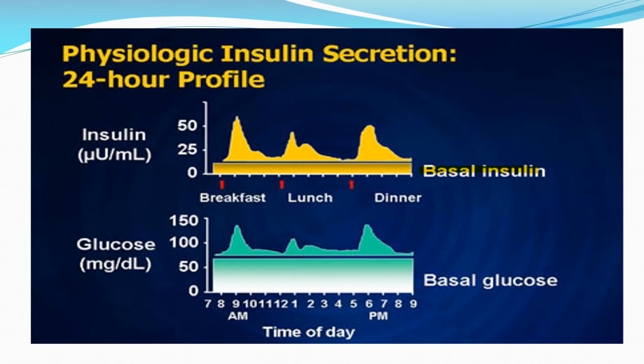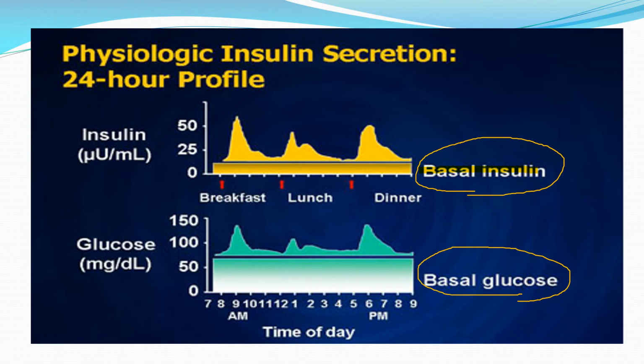But during breakfast, lunch and dinner, in which the blood glucose increases after meals, there is a corresponding increase in the insulin secretion. So here you will find a match, and this match, as you can see here, I will highlight it for you. This match is between the basal insulin and the blood glucose.